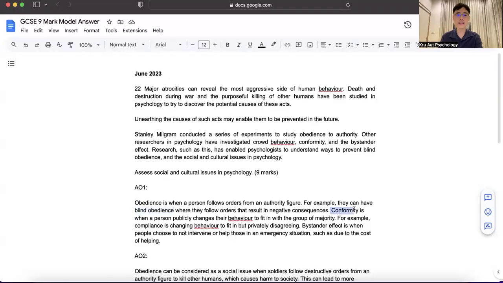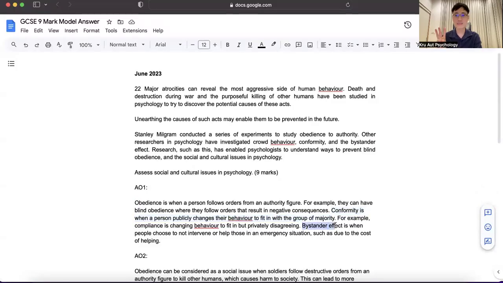Then we had conformity, that it is when a person publicly changes their behavior to fit in with a group of majority. And same, if we can provide an example of conformity, we'll definitely get the mark for conformity as the definition that fits in with social and cultural issue. Okay, so I wrote about compliance being an example of conformity. Then we'll definitely get that 2nd mark, even though the definition of conformity itself might seem enough to get the 2nd mark, right?